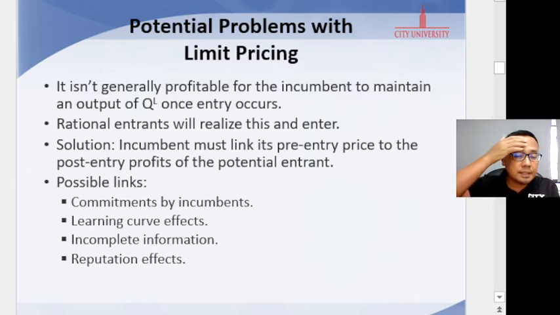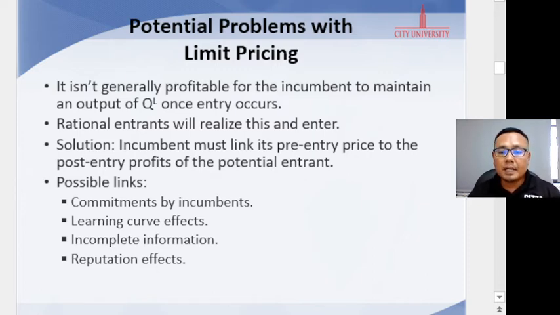So now that you understand the basic rationale for limit pricing, let's take a more critical look at this strategy. In our example, the potential entrant was assumed to have complete information about demand and cost. So the strategy of limit pricing did not hide anything about the profitability of the incumbent's line of business.